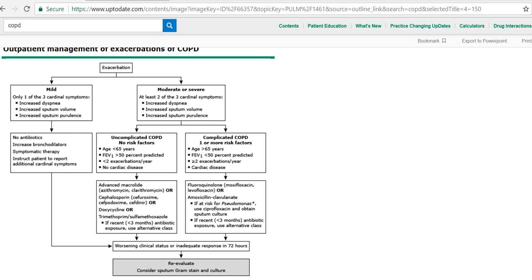So if we have complicated COPD, that just means one or more of the following. If they're over the age of 65, they automatically win themselves this treatment modality. If their FEV1 is less than 50% predicted, so that means they're a stage 3 or 4, they've had 2 or more exacerbations in a year, or they have any underlying cardiac disease, you're going to hit them harder in terms of your antimicrobial therapy.